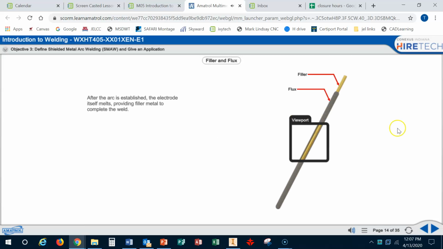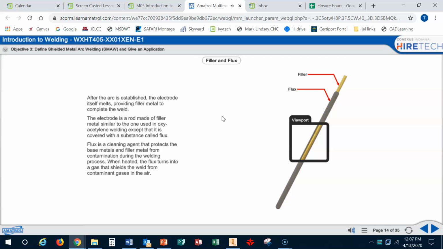After the arc is established, the electrode itself melts, providing filler metal to complete the weld. The electrode is a rod made of filler metal, similar to the one used in oxyacetylene welding, except that it is covered with a substance called flux. Flux is a cleaning agent that protects the base metals and filler metal from contamination during the welding process. When heated, the flux turns into a gas that shields the weld from contaminant gases in the air.